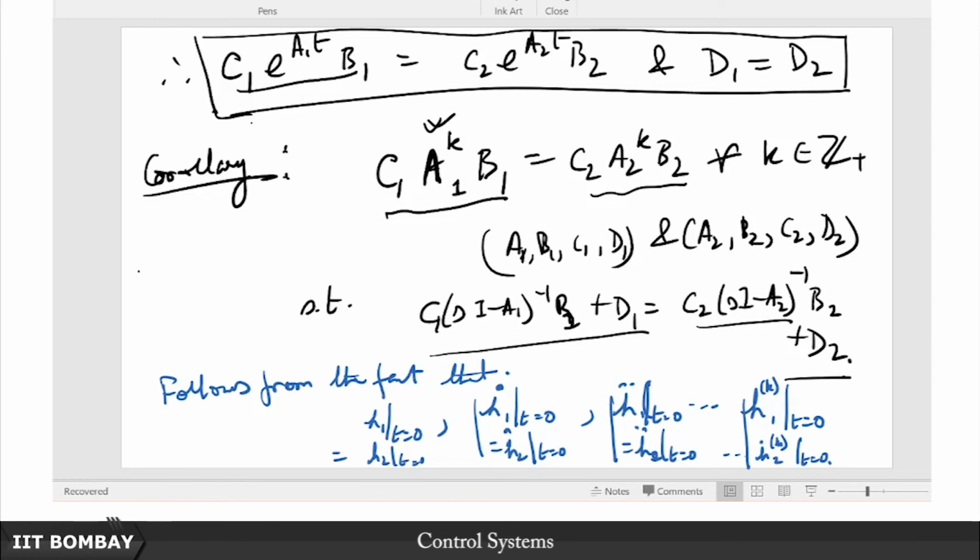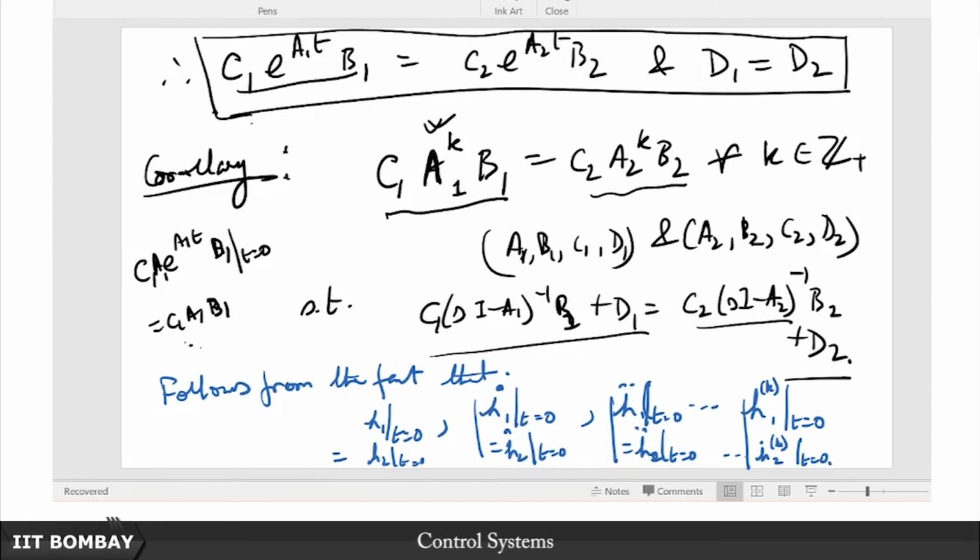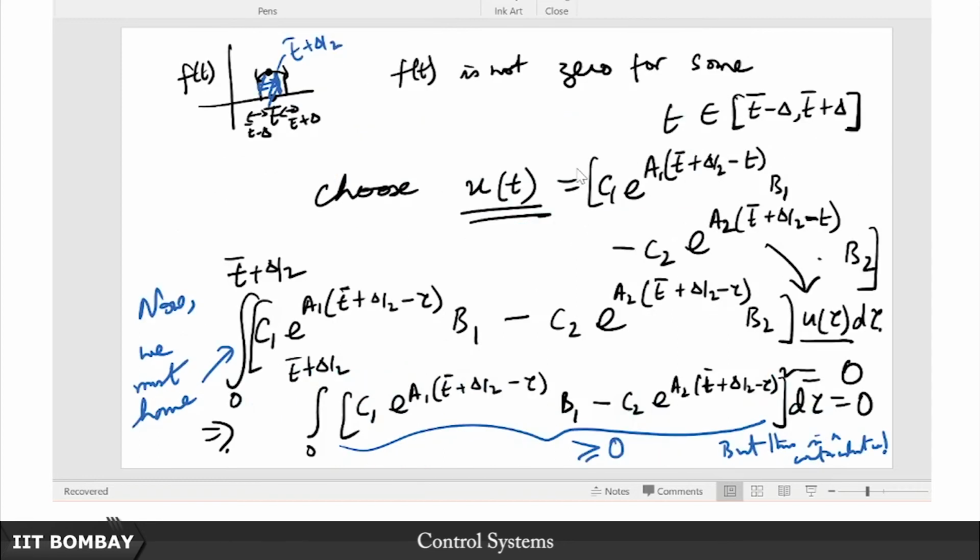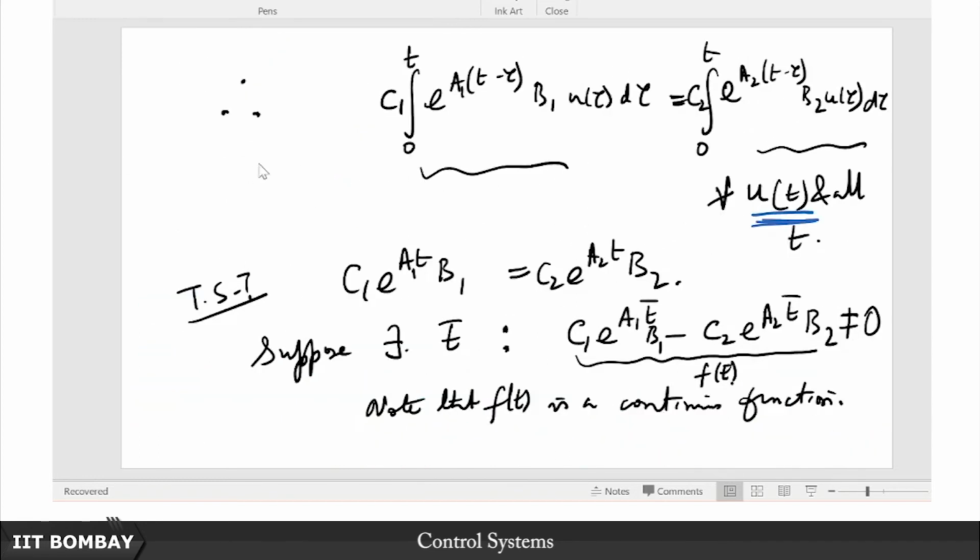You take the first derivative and you get C1 A1 e to the power A1 t B1, and then you plug in t equal to 0 and you get C1 A1 B1. So I repeat, you can keep repeating this process, and you will get that this result is always going to be true. So therefore we have this interesting result. So this result is always going to be true as long as this result is true irrespective of the size, that is this result, sorry, where was I?